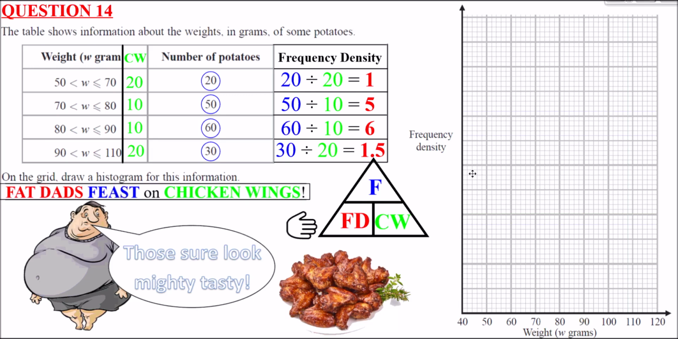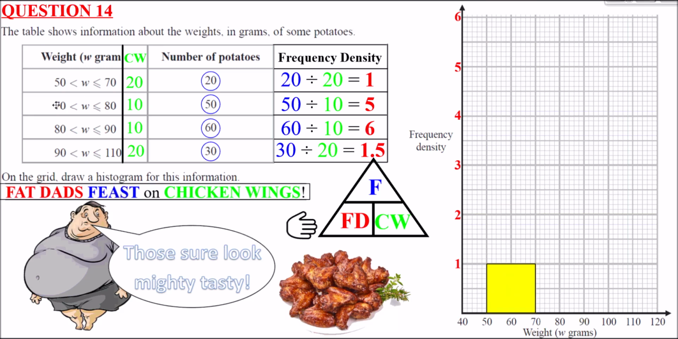So now we can draw on these bars. The first bar is going to go from 50 to 70, like so, and is going to be 1 high on this frequency density. So what we need to do now is to add on a sensible scale for our frequency densities, going up to at least 6. I would say here that 10 little squares could be worth 1 unit, like this. So that's my scale. So the first one, from 50 to 70, is going to have a height of 1. So it's going to be a box like so. So that's the first block.